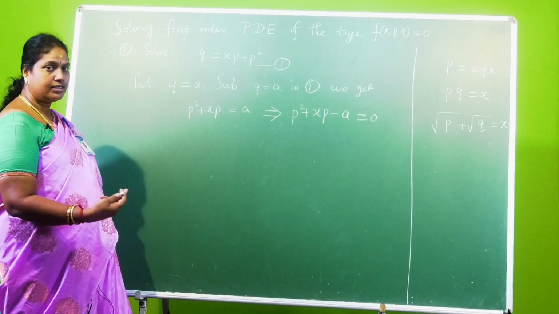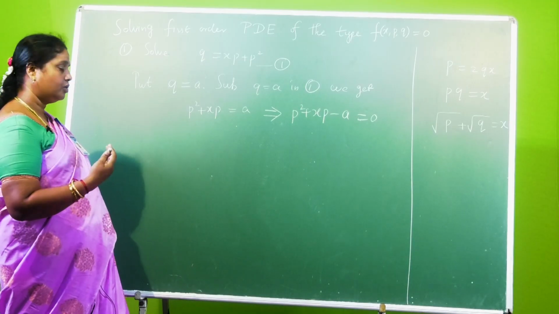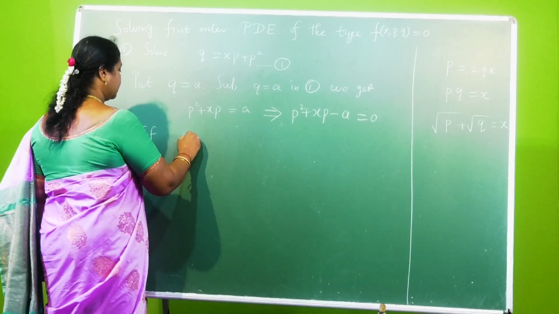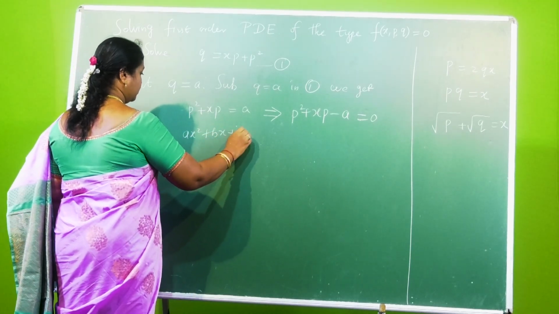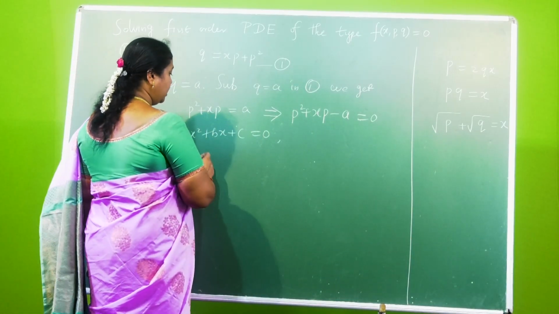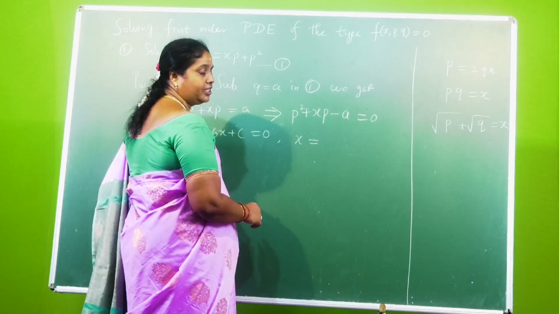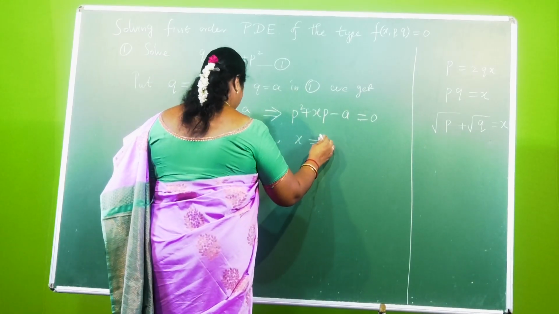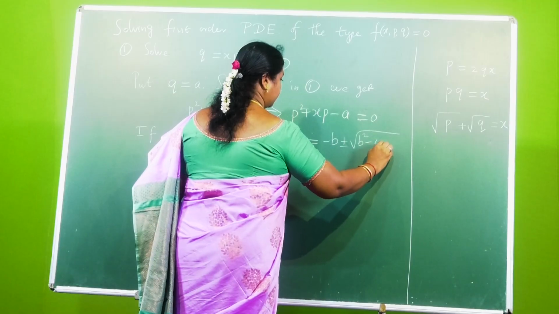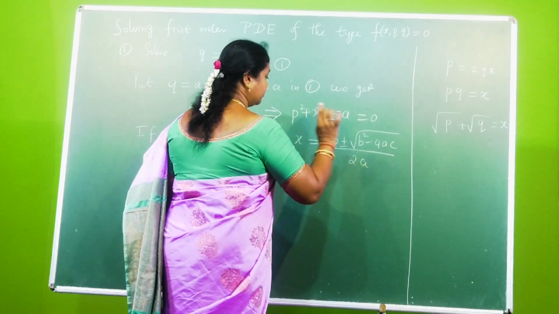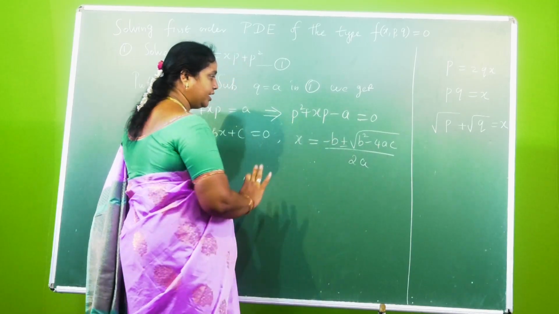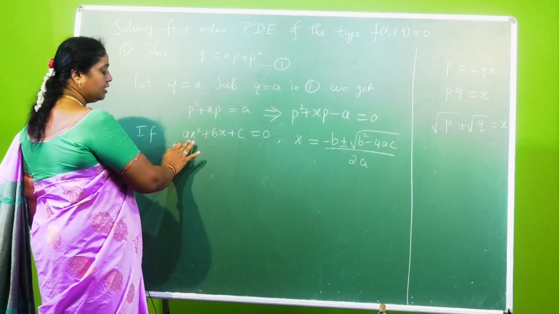So, let us recall how to solve a quadratic equation. If you are given the equation ax square plus bx plus c equal to 0, then the x value will be given by a formula. What is that formula? x is equal to minus b plus or minus square root of b square minus 4ac, divided by 2a. So, this is the general formula.